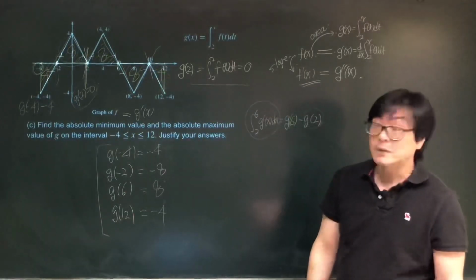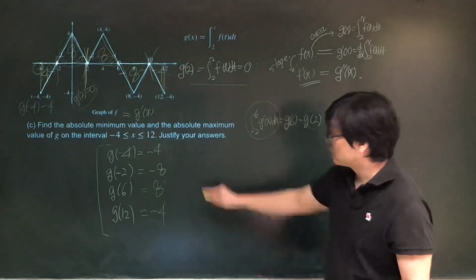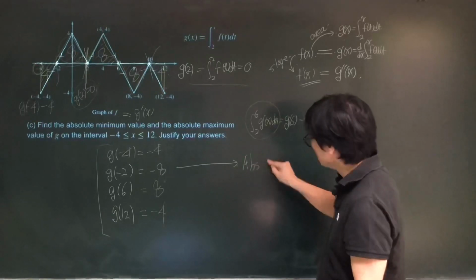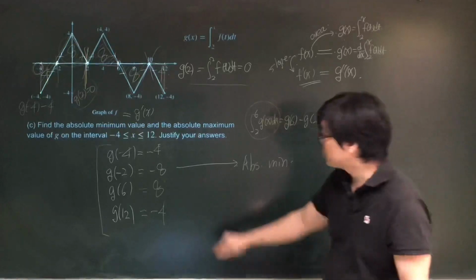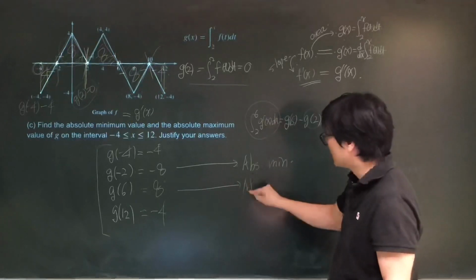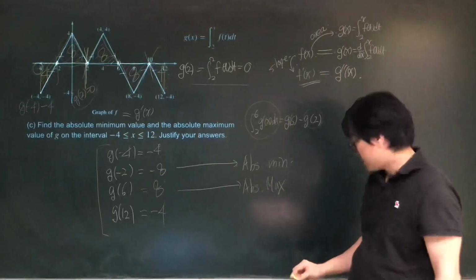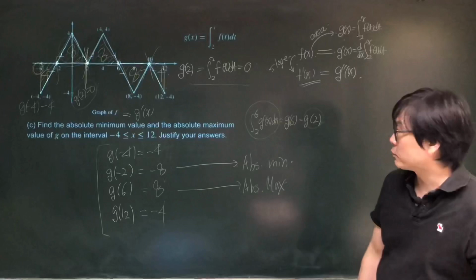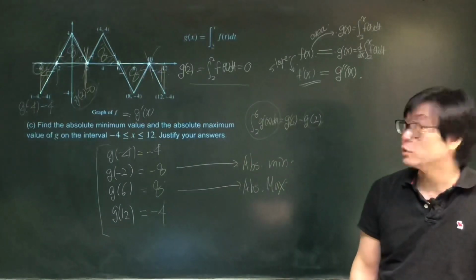Okay, now we need to find out what is the absolute minimum and absolute maximum. See, this one is the absolute minimum, negative 8 when x equals negative 2, and this will be the absolute maximum when x equals 6. That's the absolute minimum and absolute maximum value of g in the interval negative 4 to 12.